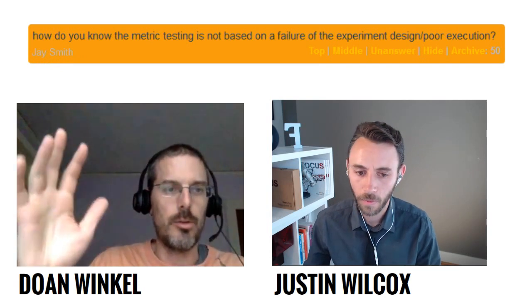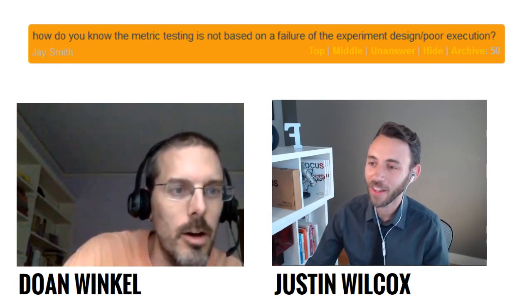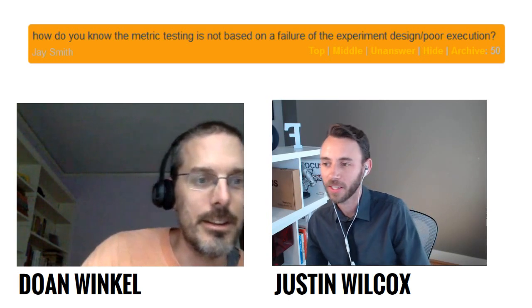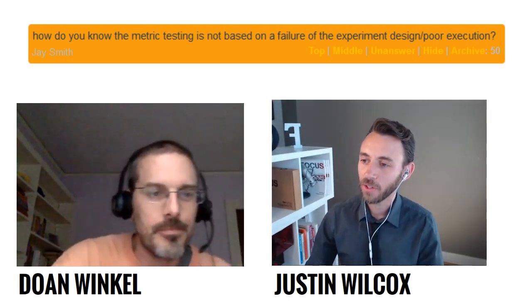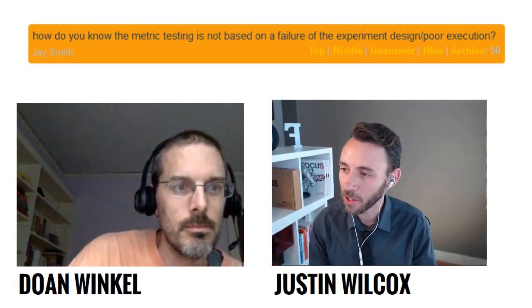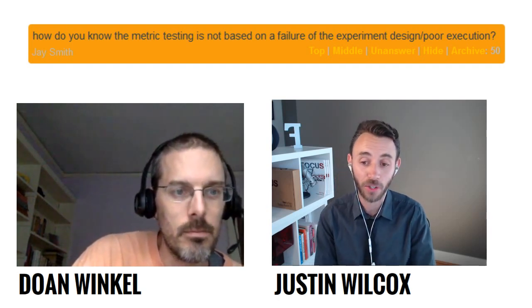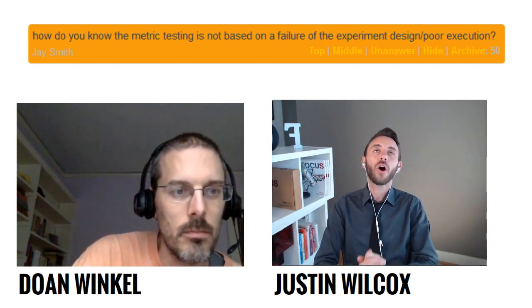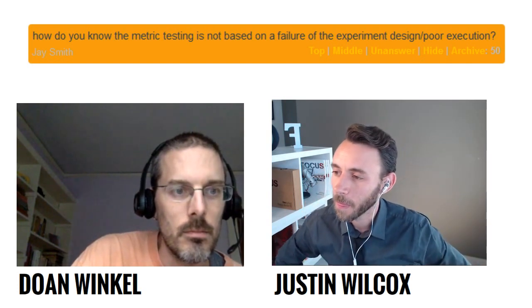Awesome. Great. And then Jay also had another question about, when it comes to metric testing, how do you know the metric testing isn't based on failure of a problem or failure of an experiment? Sorry, I just got a whole deluge of questions here. Let me find it again. Oh, no, I got it. It's Jay Smith. How do you know the metric is not based on a failure of the experiment design or poor execution?